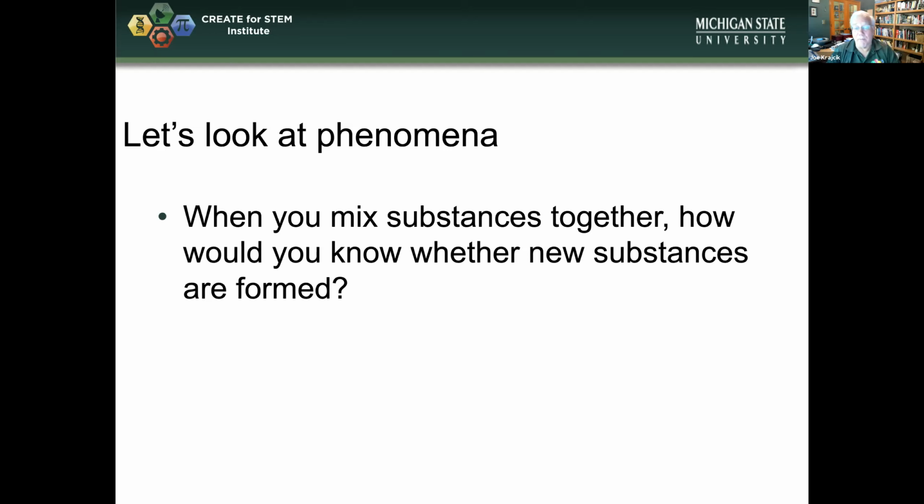We're going to look at a phenomenon and try to figure out, did I get some new substances or not? And how do I know? What evidence do I have?